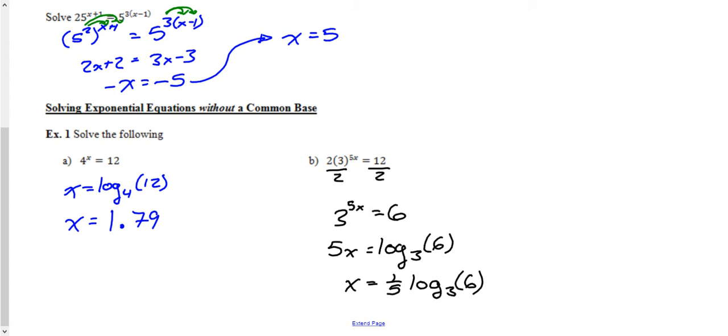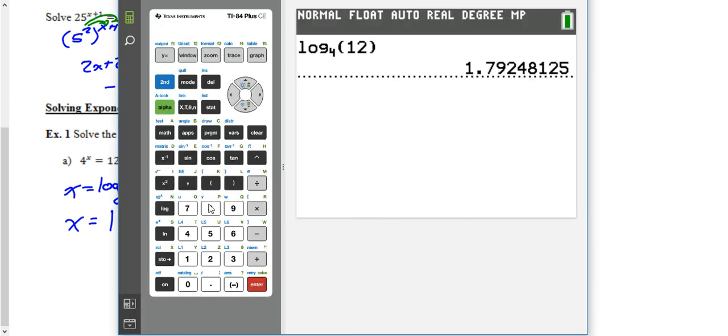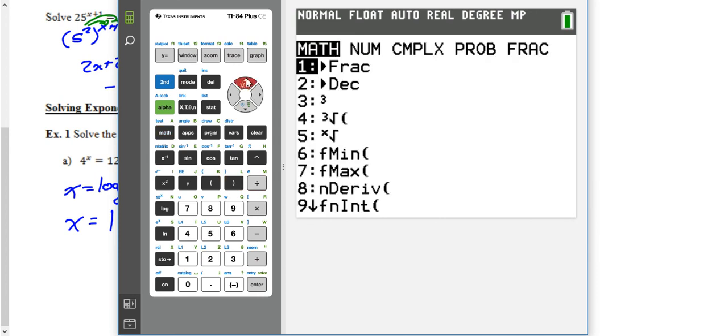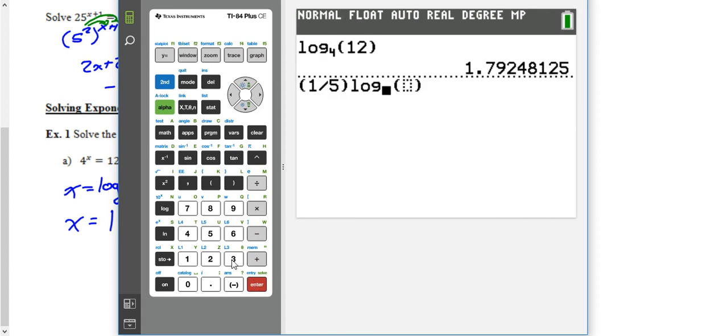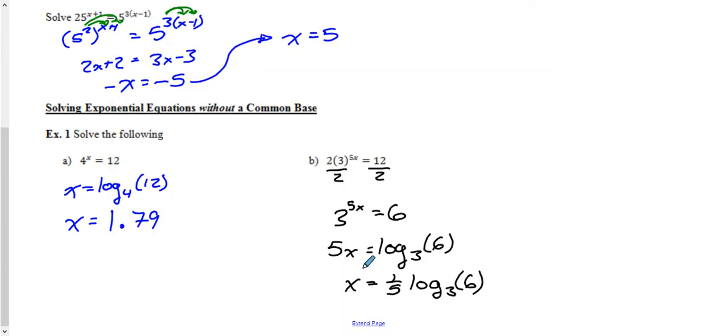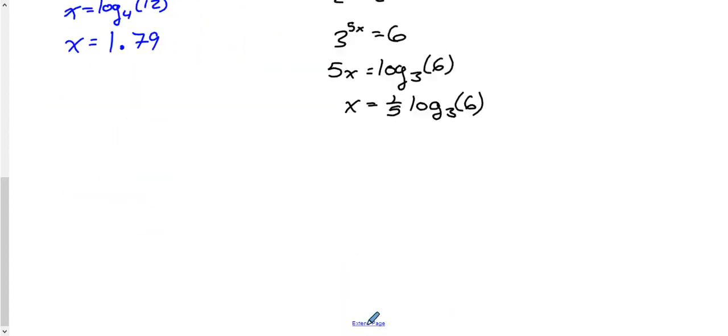So I'm just going to quickly check this on my calculator. So I have the 1/5, and then log base 3 of 6. Now that we have that all isolated, it's equal to 0.326. So x here equals 0.326. There we go.